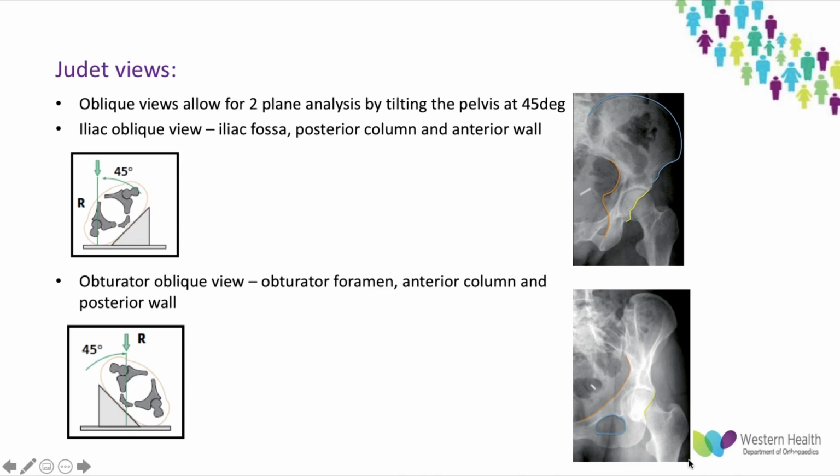So Judet views are 2 oblique views that are taken with the pelvis tilted at 45 degrees. The importance of the views is that the iliac oblique view allows you to appropriately visualize the iliac fossa, the posterior column, and the anterior wall. The obturator oblique view allows you to visualize the obturator foramen, the anterior column, and the posterior wall.